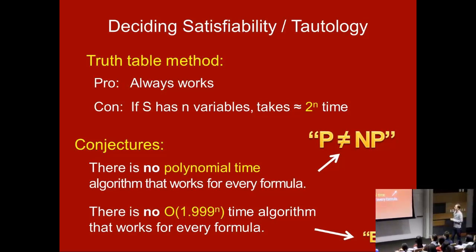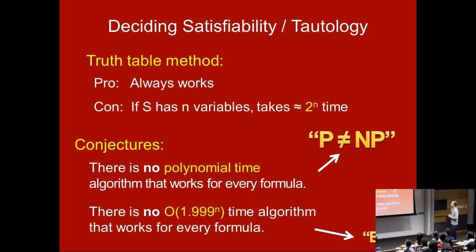In fact, among the believers here, most of them also believe that you can't even do it in 1.99 to the n time. So anything even a little bit faster than 2 to the n time. So not only not polynomial time, but not even anything fundamentally less than 2 to the n time. That even stronger conjecture is called the exponential time hypothesis. And we may hear about it later in this course, or maybe not. This is definitely the more famous version of it.